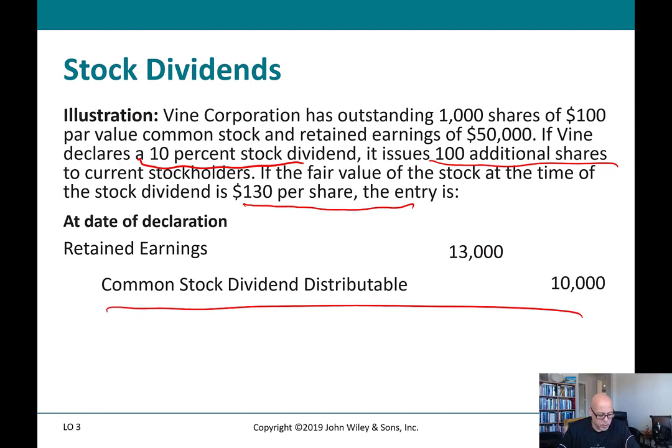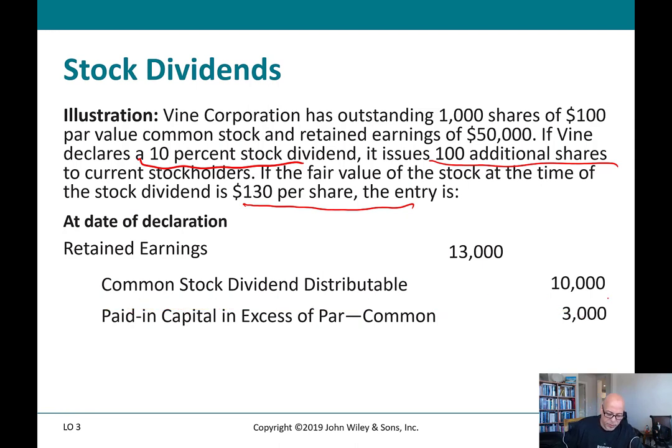Okay, so we call that common stock distributable 10,000, and then we go ahead and credit our paid in capital in excess of par common $3,000. I shouldn't say it's a contra. It's going to be a stockholders' equity account. It's going to increase my stockholders' equity. So I'm crediting it, but it's a stockholders' equity account, it is not a liability.